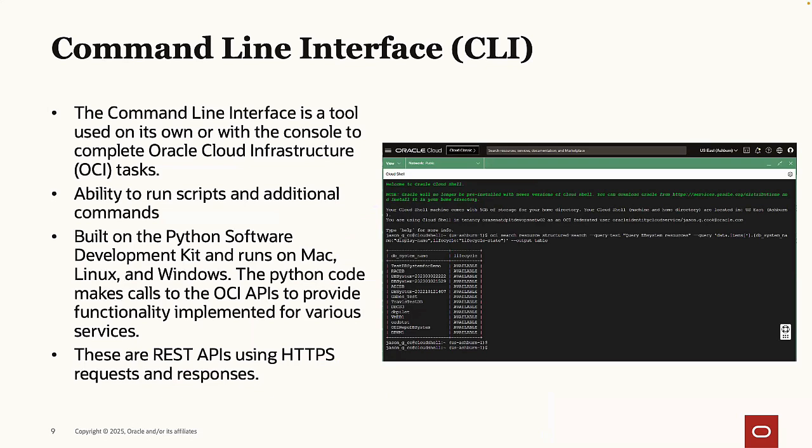It leverages Python code to make calls to OCI APIs to gain access to specified services via REST APIs using HTTPS requests and responses. So you can use the command line interface's ability to execute scripts to help build out your infrastructure without the need for a tool like Terraform. It's flexible and scalable, and it can be accessed through the console, developer images, PowerShell, and so on.